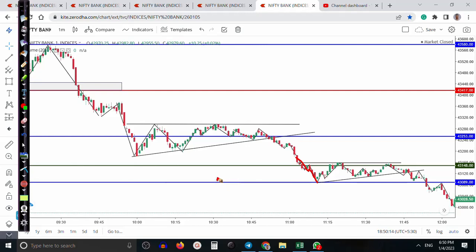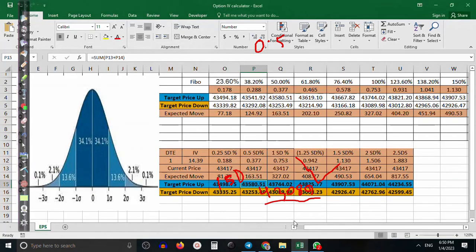rejecting from one standard deviation line at the level of 43089. Right, they are rejecting from this area. First they rejected from 0.5 on the upper side. Now they are rejecting from 43089 on the downside. So let me show you the downside. Let me remove one standard deviation. This one standard deviation downside, 43089, exactly this level.